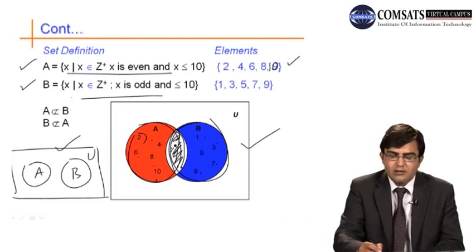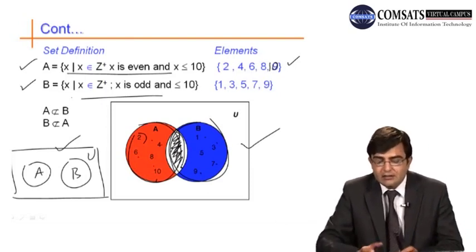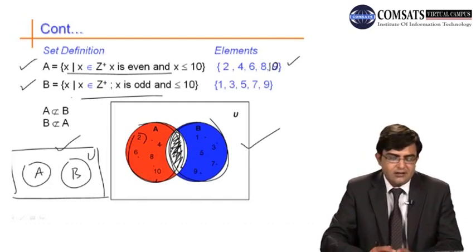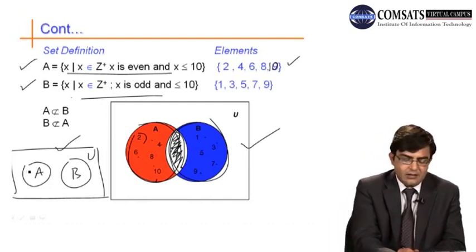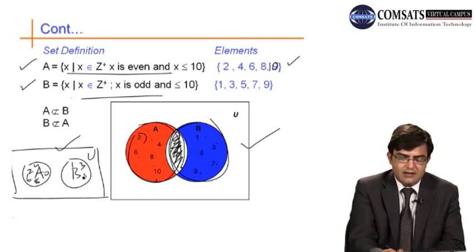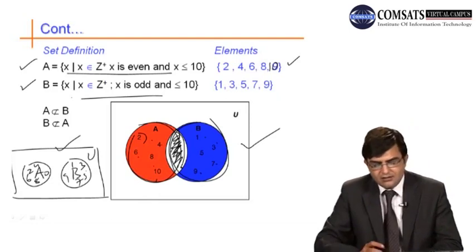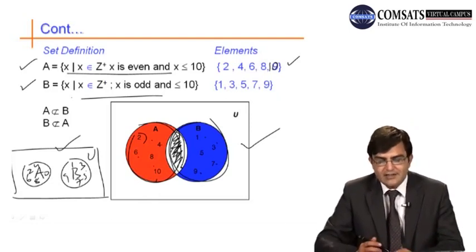We do not write any element in the common region, or we can separately construct two sets A and B. Here we can write 2, 4, 6, 8, 10. Here we can write 1, 3, 5, 7, 9. So these are two separated or disjoint sets.